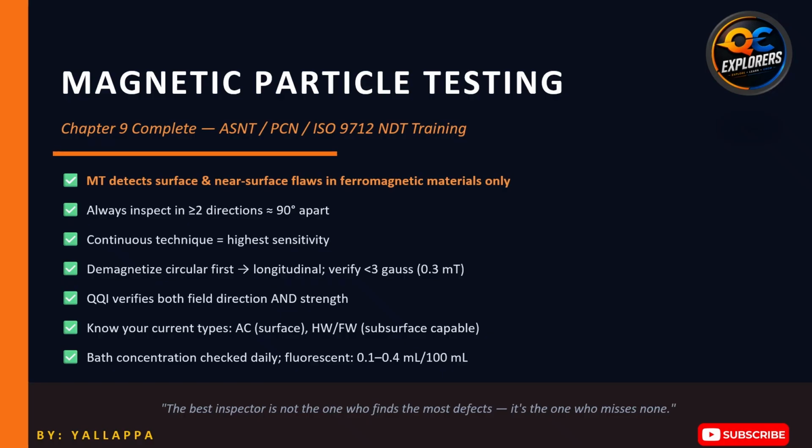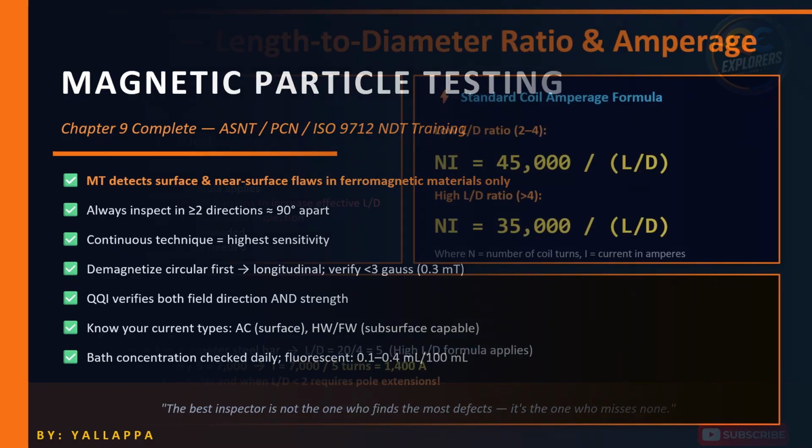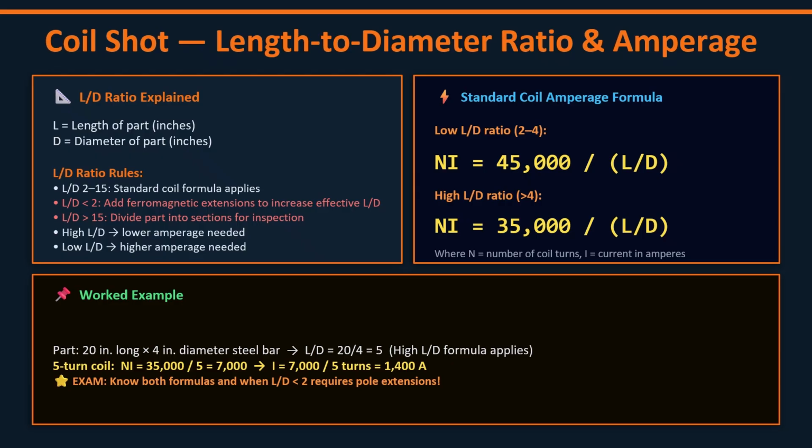Now we move from the core method into calculations and practical technique selection, where the physics becomes numerical. The coil shot calculation is a practical example of how geometry affects magnetization. The key quantity is the length-to-diameter ratio, or L/D. Length is the effective length of the component being magnetized, and diameter is the relevant diameter.